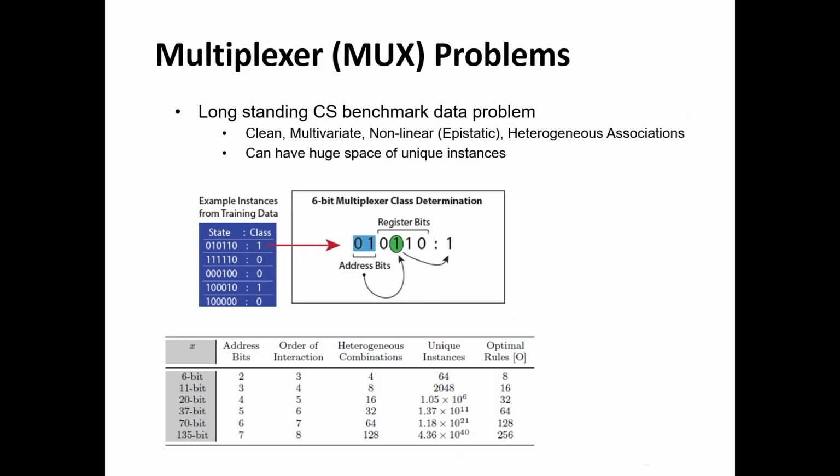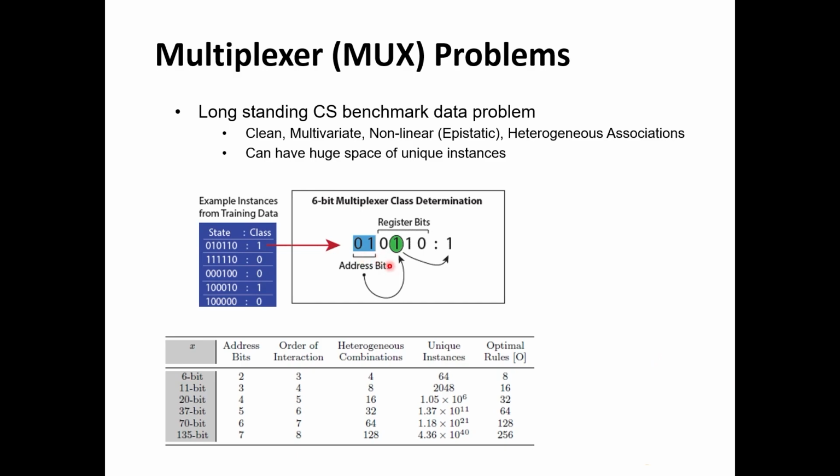One of the traditional ways to evaluate learning classifier systems has been using multiplexer problems as a convenient benchmark. These problems are simulated to have a clean signal, but they represent a multivariate, nonlinear or epistatic, and heterogeneous pattern of association. Let's explain these benchmark problems using the simplest 6-bit multiplexer version. In this problem, there are 6 features, each of which can have a value of 0 or 1. The first 2 features are address bits, having possible combination of values of 00, 01, 10, and 11.